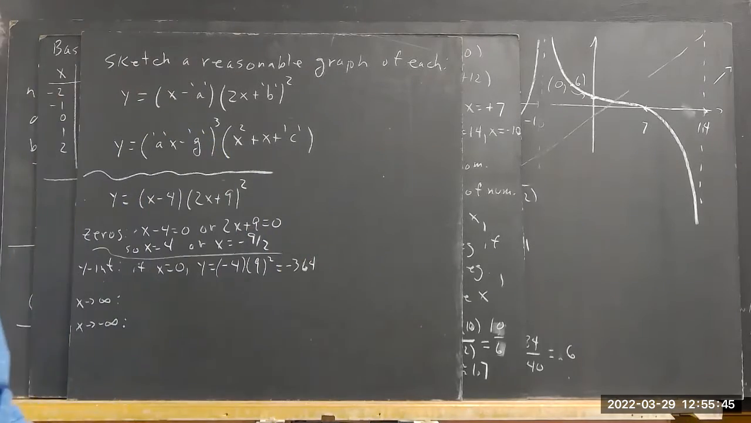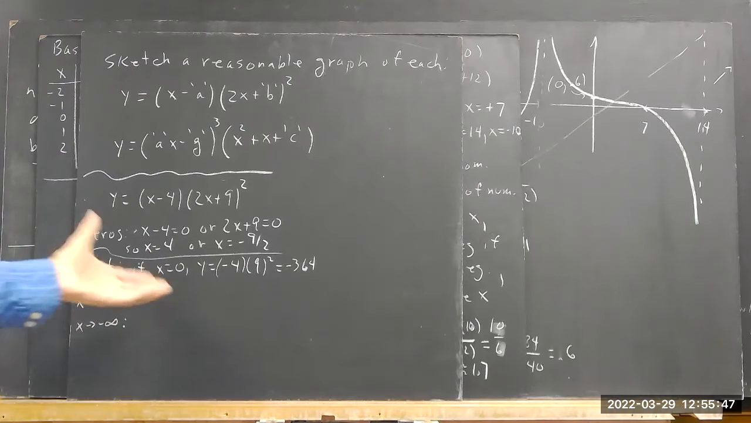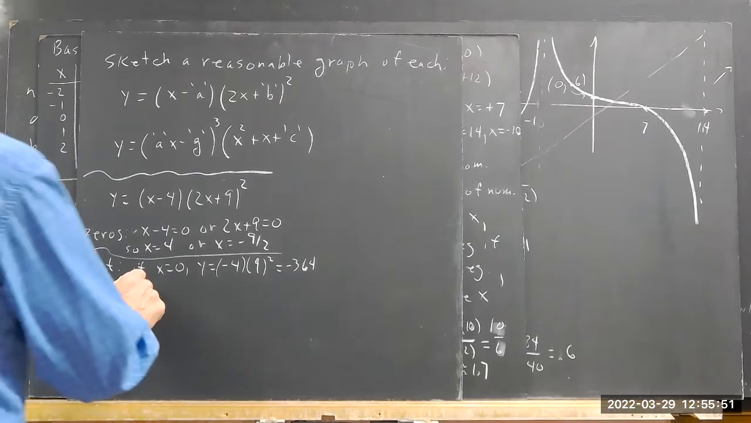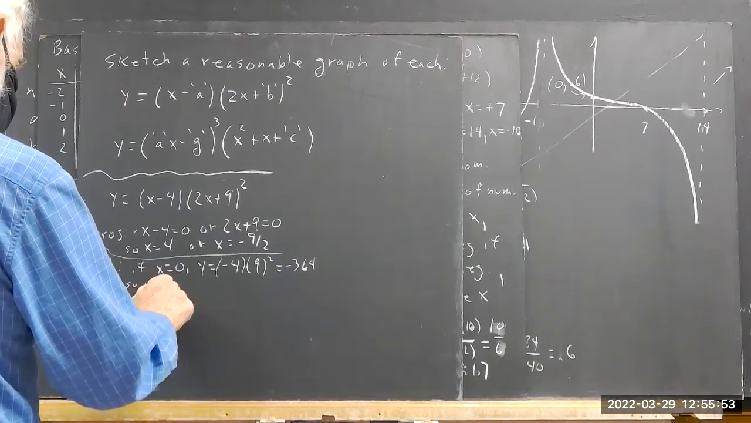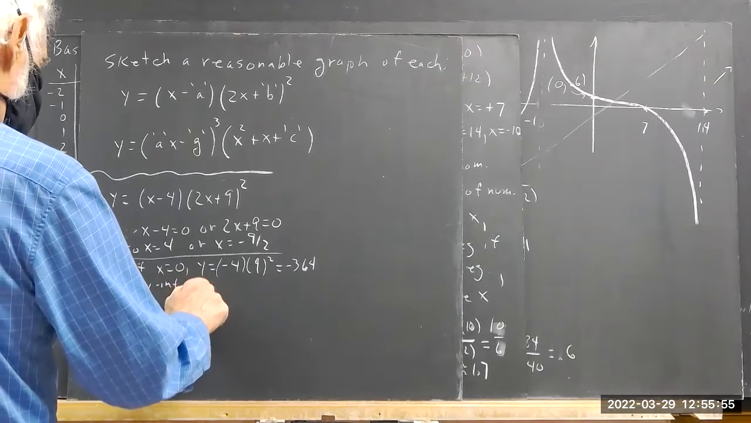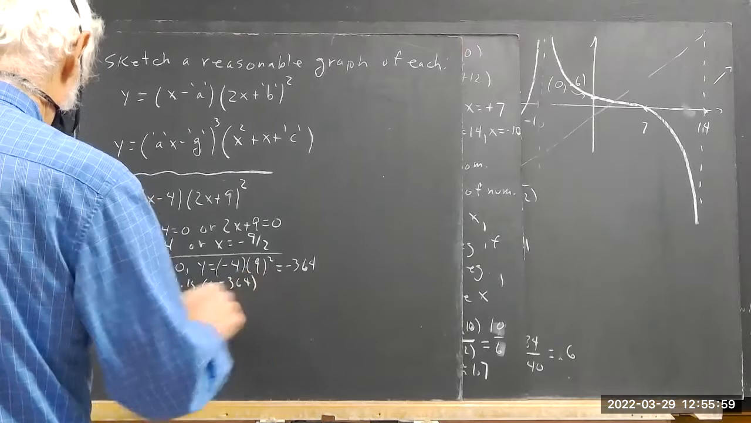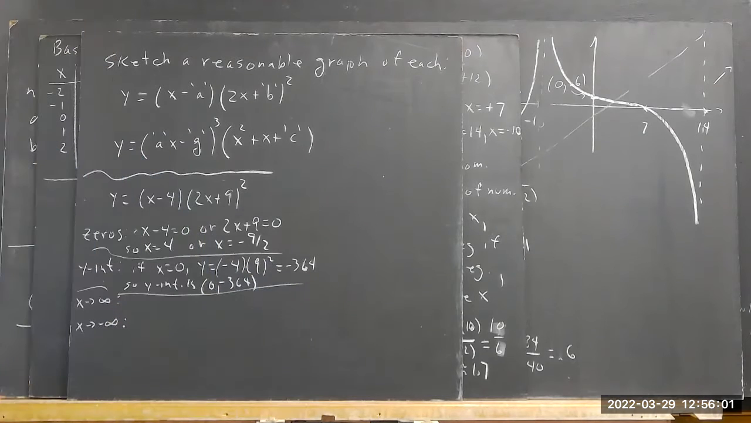If this is your function. And if it's not, well, you just substitute 0. Okay. Y-intercept is 0, -364. Y-intercept is always a cause for great joy because it's easy. Okay. And the zeros are generally not that difficult if the function is already factored.